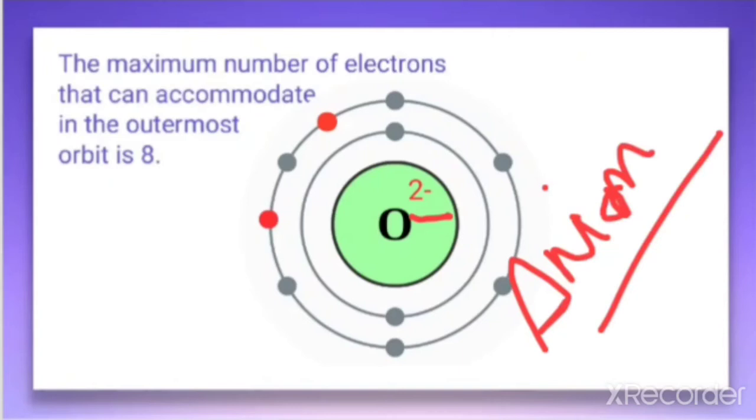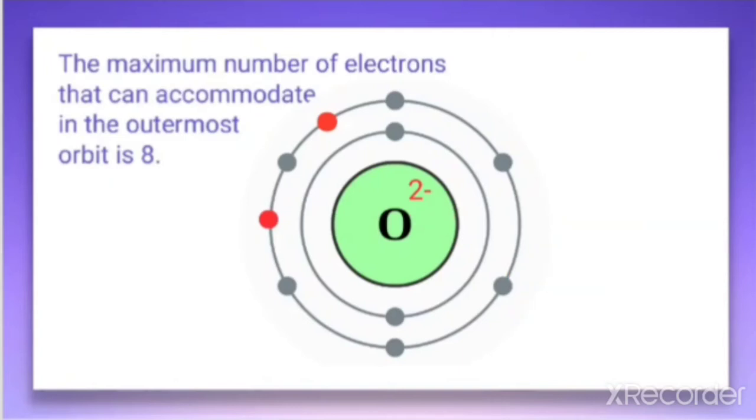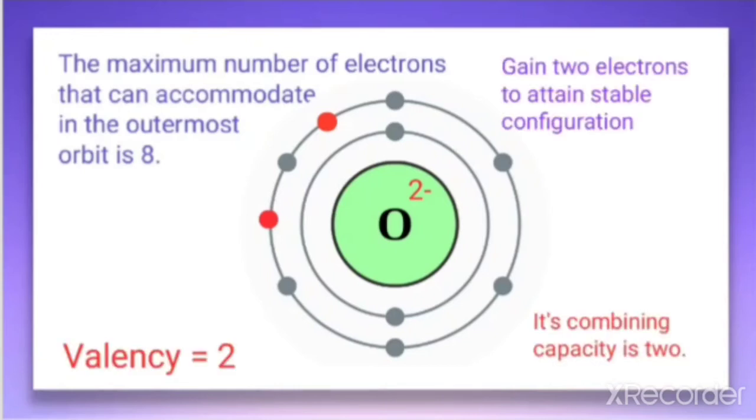So how is the anion formed? When an atom gains 2 electrons, it forms a negatively charged ion, that is called an anion. So the combining capacity here, because 2 electrons are gained in order to attain a stable configuration, is 2. Therefore we can say that its valency is 2. Why is it 2? Because 2 electrons are gained, so the valency is 2.